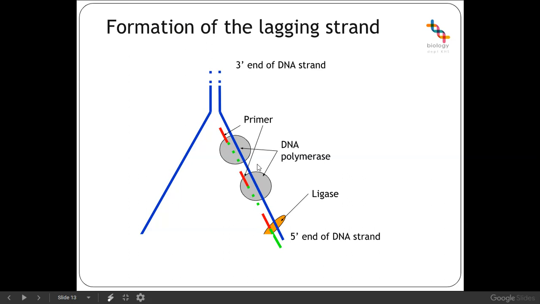Now they will then be joined together by another enzyme referred to as ligase, so that's going to stick those fragments together in order to form one continuous strand. And that takes ever so slightly longer because it has to be done in fragments, and as a result that's referred to as our lagging strand.